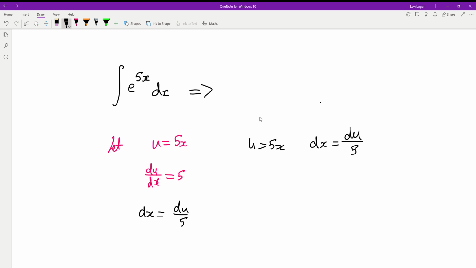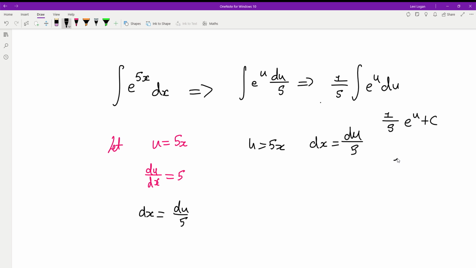Assign that to our integral. So we'll have the integral of e to the u, dx is du on 5. Take out the fifth and you get 1/5 integral of e to the u du. If you integrate this, you're just going to get e to the u, so you're going to go 1/5 e to the u plus c. So our answer is 1/5 e to the 5x plus c.